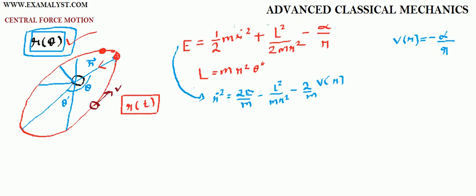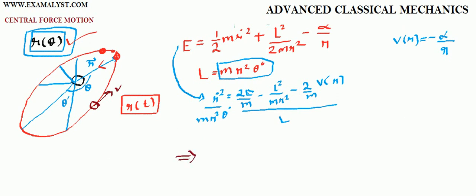Now you divide this side by this particular term, that is m r square theta dot. So what will be there? So m r square theta dot, and this side you divide by L. L is the angular momentum. So what do you get finally? So you have this.